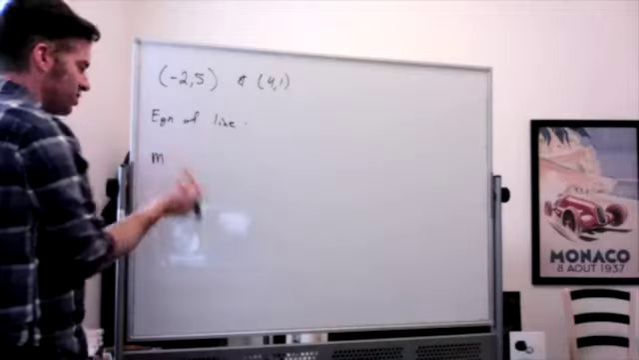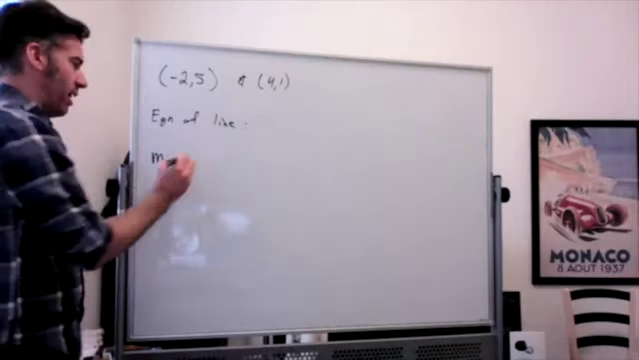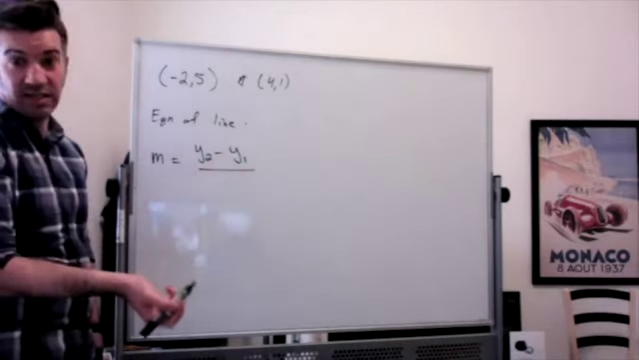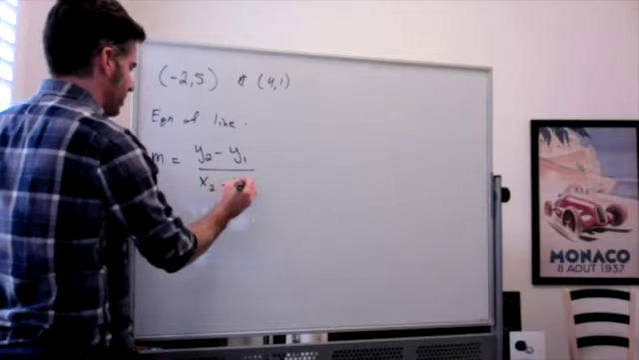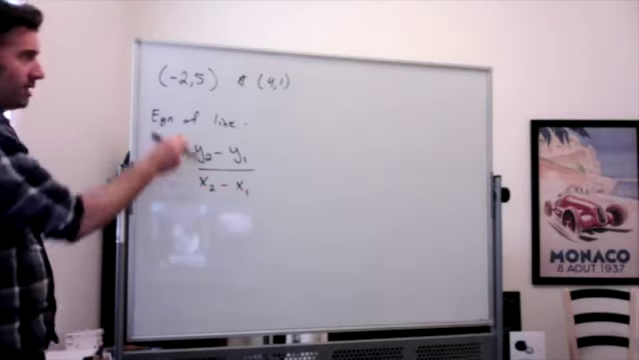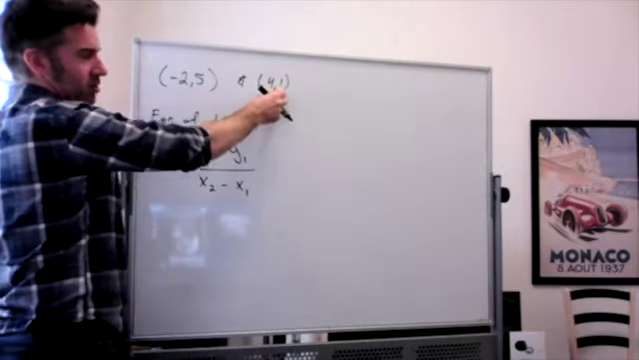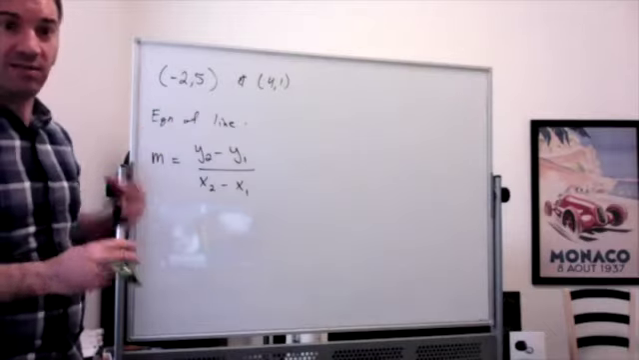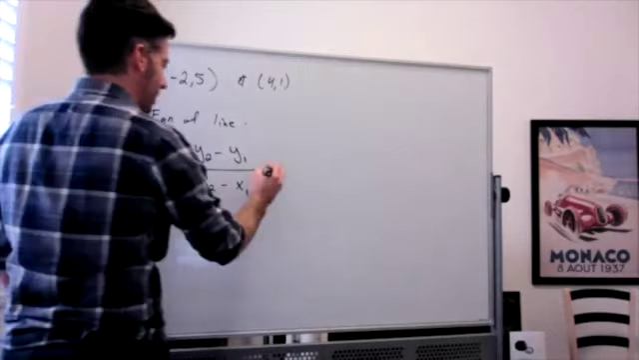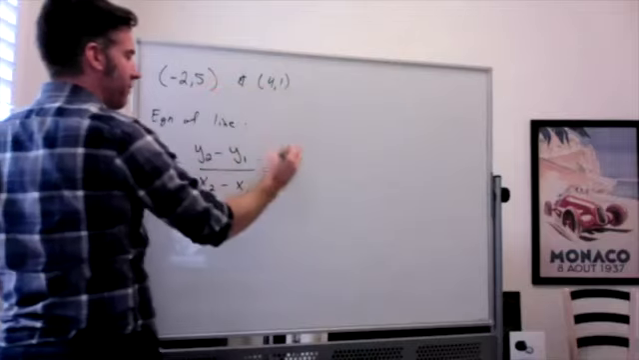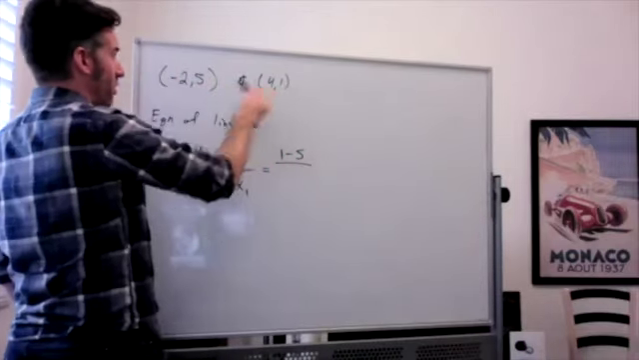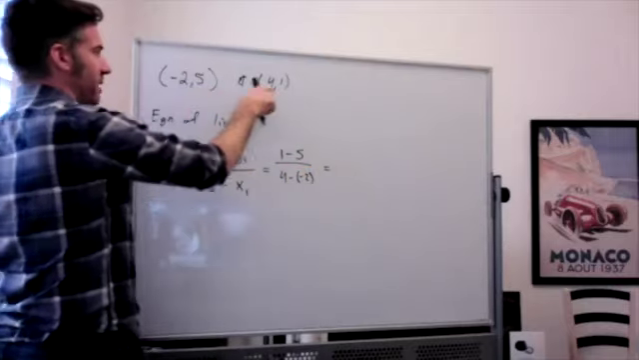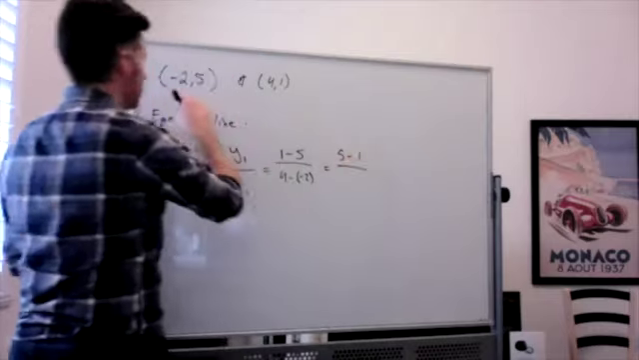So the slope, which we usually use the letter m for, is given by the difference in the y's, so y2 minus y1, over the difference in the x's in the same direction, x2 minus x1. So I can think of this as x1, y1, and this is x2, y2, or this is x2, y2, and this is x1, y1. Basically, the order you subtract the y's has to be the same order you subtract the x's. So I can either do this as 1 minus 5 over 4 minus negative 2, or I could do it as 5 minus 1 over negative 2 minus 4.